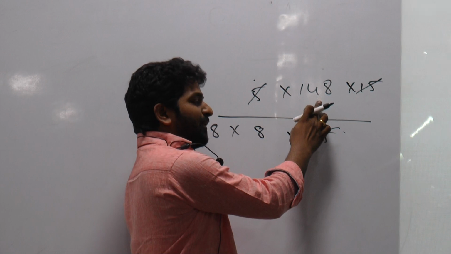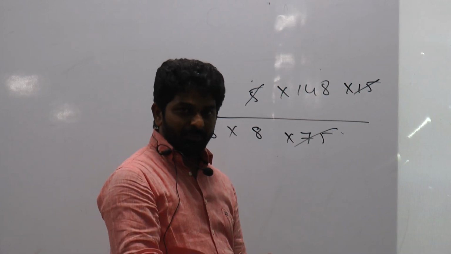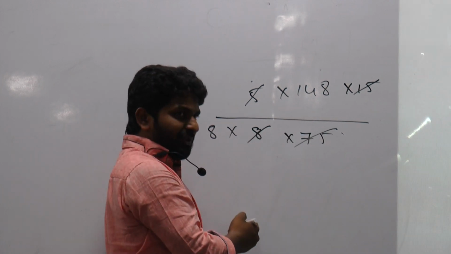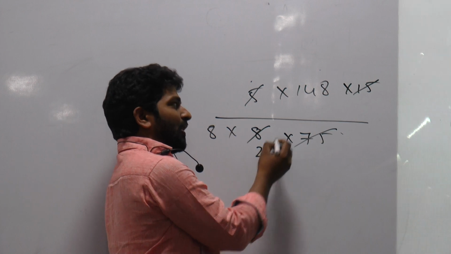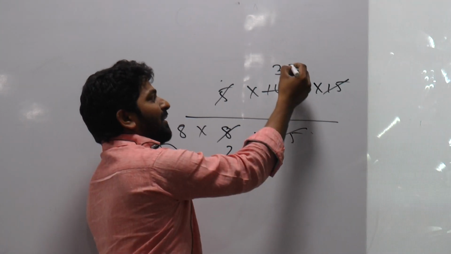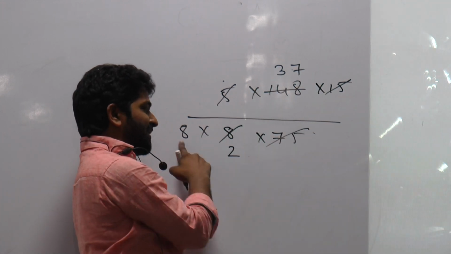How much is the difference between 160 and 148? 12. Is 12 a multiple of 8? Hence this is not a direct multiple of 8. Go for cancellation with 4. 4 how many times? 2 times. 4 how many times? 3 times. And then 7 times. This is a prime number, right? No more cancellations. 37 by 16 is the answer.